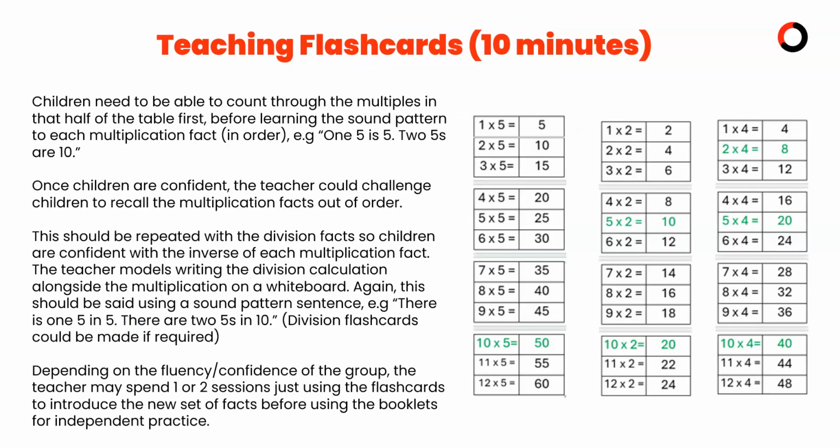So in each session, you first have the teaching flashcards, which take about 10 minutes. So children need to be able to count through the multiples in that half of the table first before learning the sound pattern to each multiplication fact in order. E.g., 1 5 is 5, 2 5s are 10. Once children are confident, the teacher could then challenge children to recall the multiplication facts out of order. This should be repeated with the division facts so children are confident with the inverse of each multiplication fact.